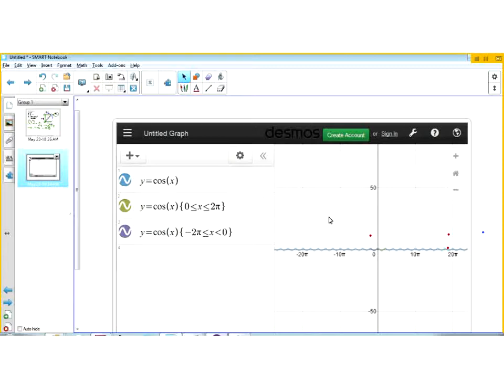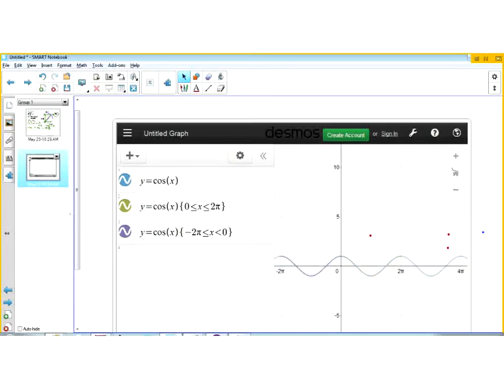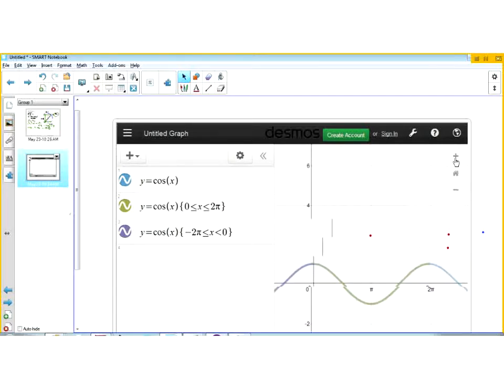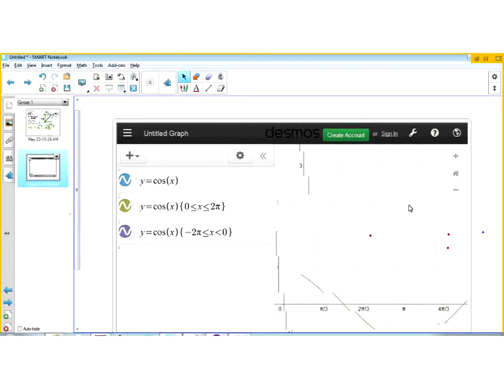It just oscillates. This is called an oscillation. And note the range of the cosine function. It never goes above 1, and it never goes below negative 1. Okay, so that's the range of the cosine function.